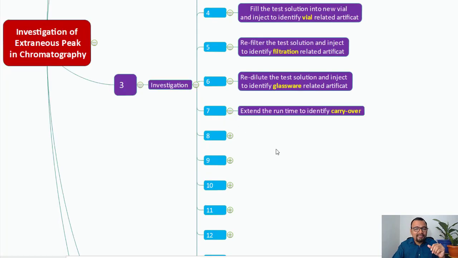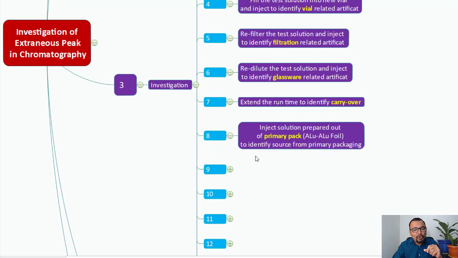The point number 7 is to extend the chromatographic run to identify whether this is a strongly eluting impurity, and whether what you are finding in the chromatogram is actually the carryover of late eluting impurities. So extending the runtime is also a good thought process in identifying the extraneous peak's origin.